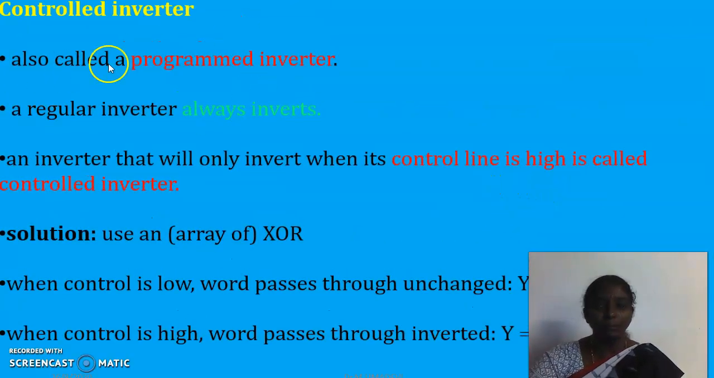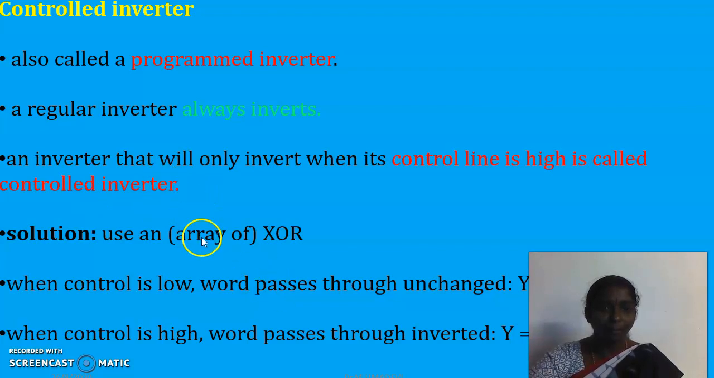So next, I'll move to the control inverter. This control inverter is also called programmed inverter. A regular inverter always inverts. Suppose if you give 0, it produces 1. If you give 1, it produces 0. An inverter that will only invert when its control line is high is called a controlled inverter. Let me repeat this sentence. An inverter that will only invert when its control line is high is called a controlled inverter.